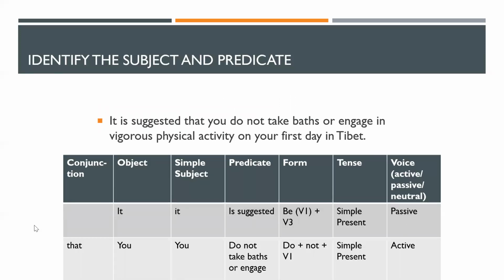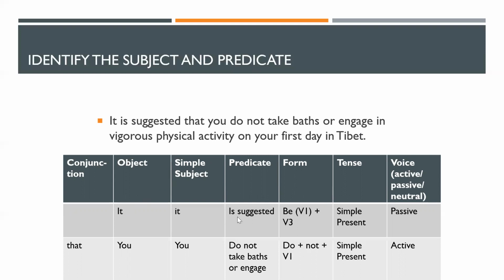Okay, the next one is we have the combinations between active and passive in one sentence. It is suggested that you do not take baths or engage in vigorous physical activity on your first day in Tibet. So you have it as the subject and also the simple subject, and then the predicate is suggested, right?